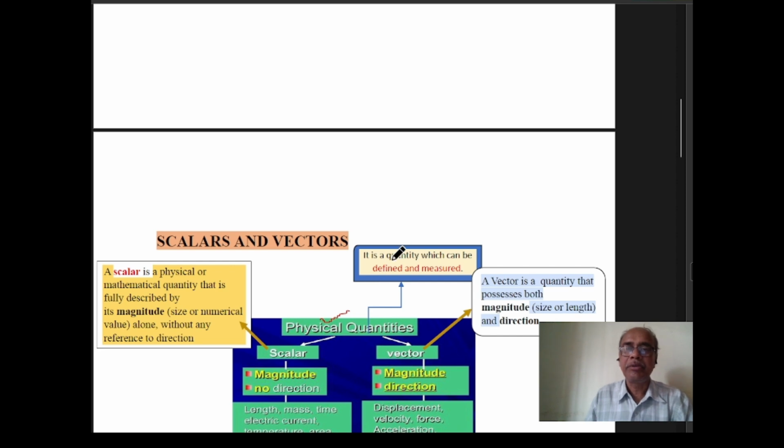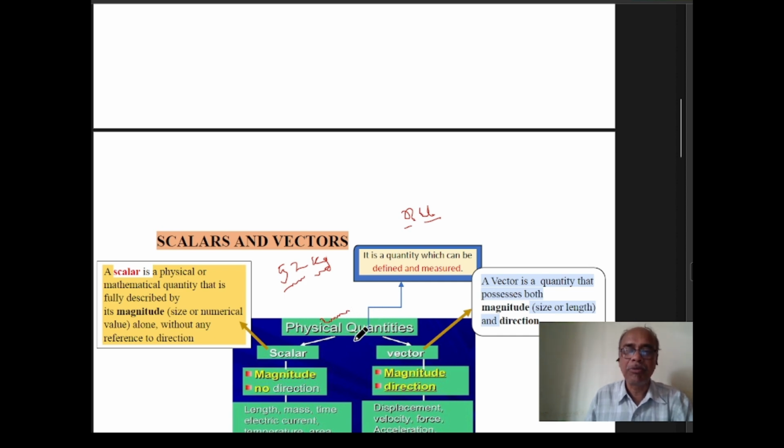A physical quantity is that quantity which is measurable and can be expressed in terms of a numerical value. For example, what is your weight? Your weight is 50 kg. That means this is the numerical value, this is the unit. So any physical quantity can be expressed in terms of NU, where N is the numerical value and U is the unit. So the physical quantity is measurable.